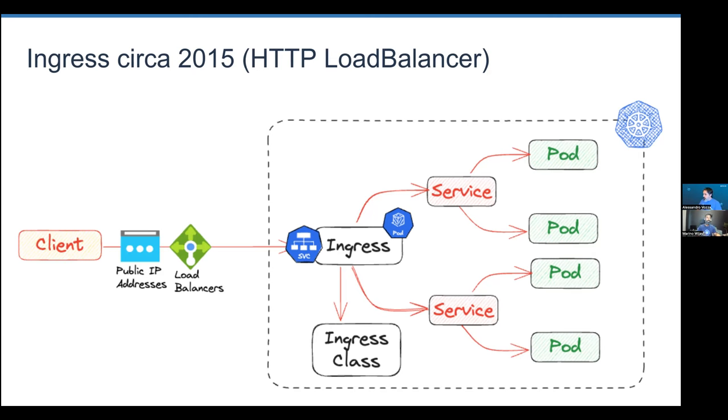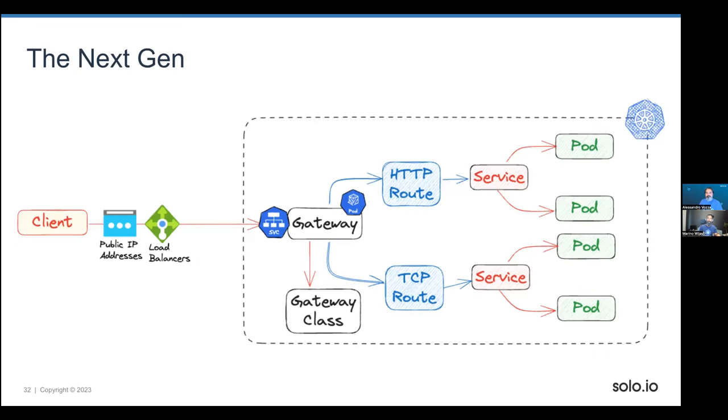So now, Alessandro, if we could move to the next slide. If we really think about sustainability, the way around this, if we don't want to have to deal with annotations, is to deal with gateway classes instead and conform to a common standard that all ingress providers would conform to. So what does that mean?